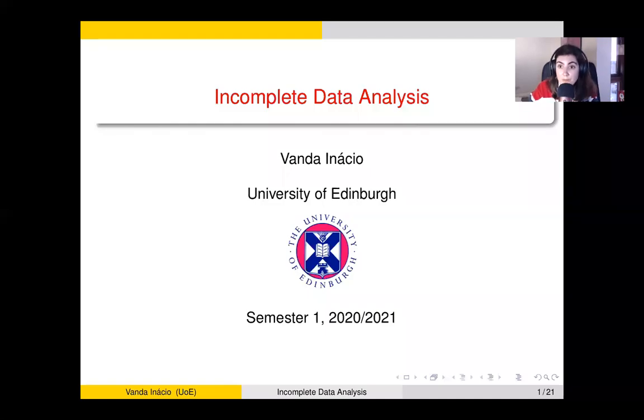Hello everyone. In the last part, we have learned about methods that deal with missing data by disregarding individuals with missing observations. In this part, we will learn about single imputation.